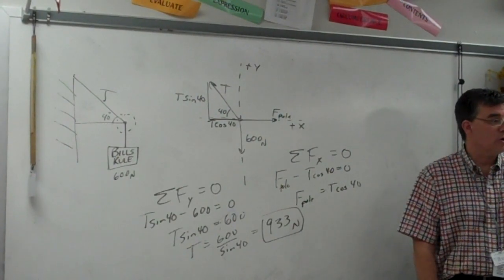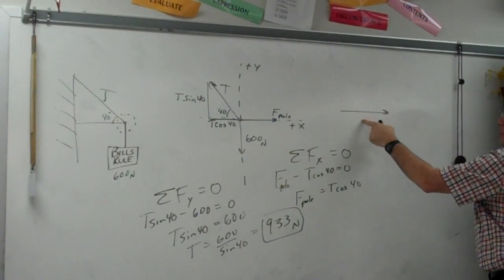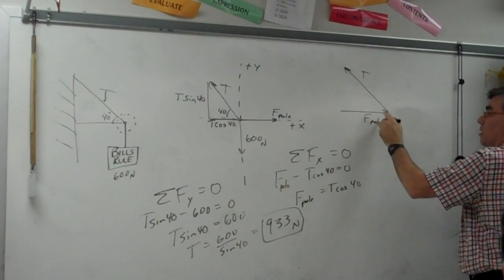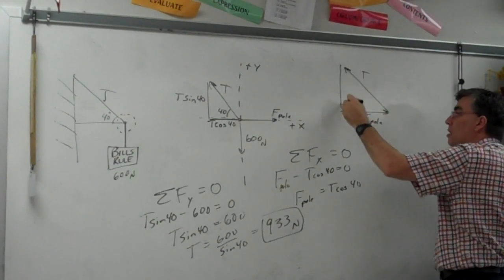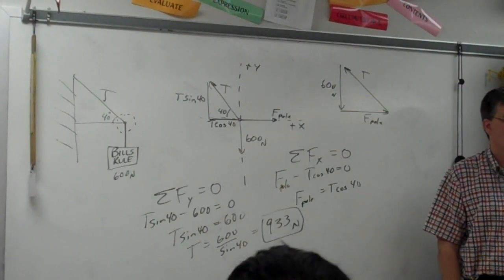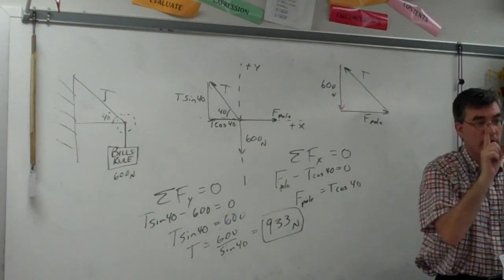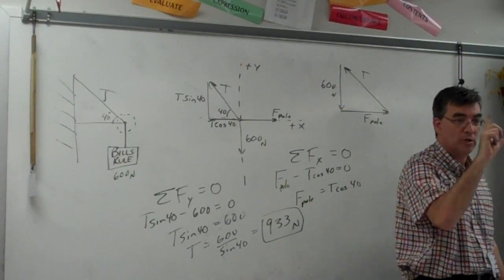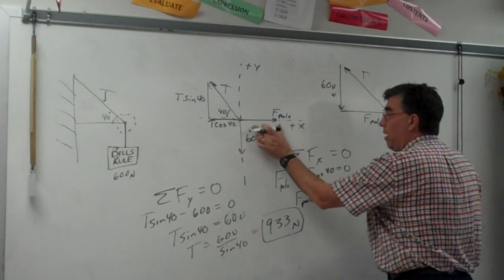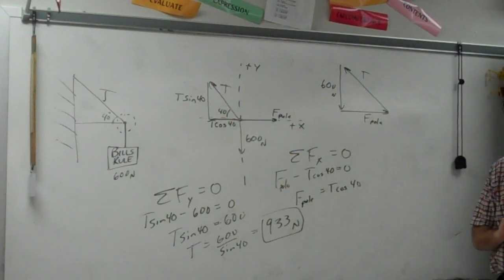What's a shortcut if I wanted to draw a vector triangle? What are my vectors? The force of the pole, the tension, and what's the force going down? Your 600. If it's in equilibrium, they should form a nice triangle, shouldn't it? I just added all three vectors tail to tip. If you have something in equilibrium, then all the vectors added tail to tip should equal 0, shouldn't it? The tail of T is added to the tip of this, the tail of this to the tip of that. So it's all tail to tip.